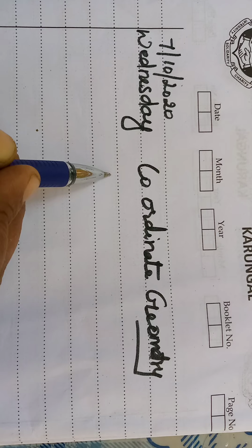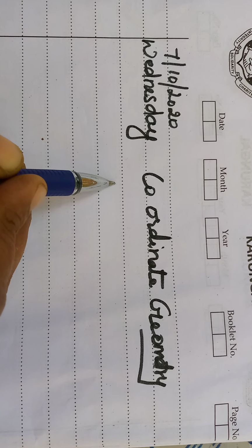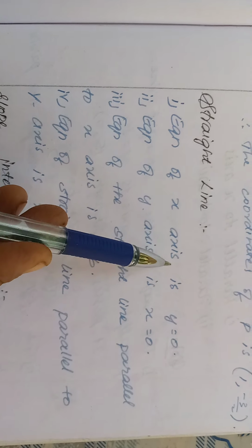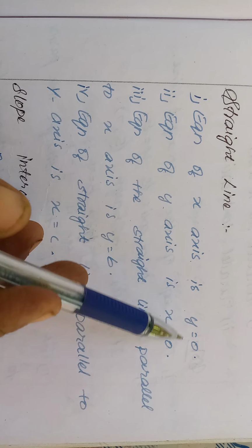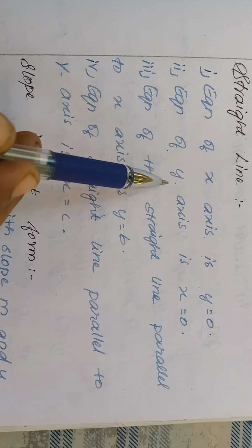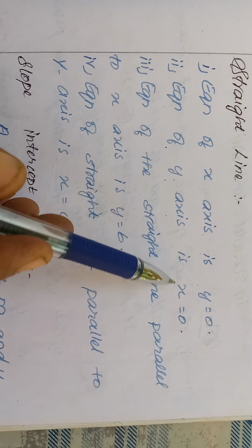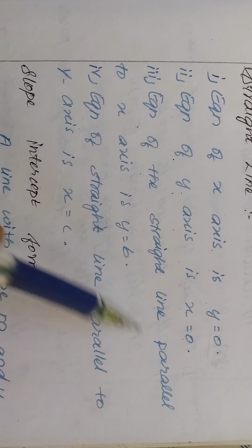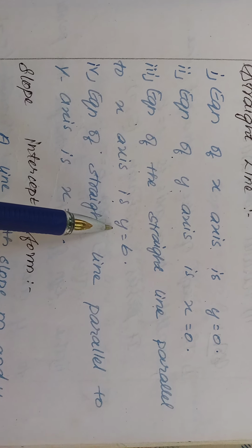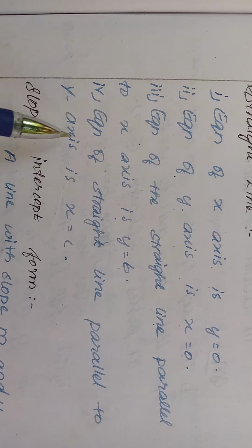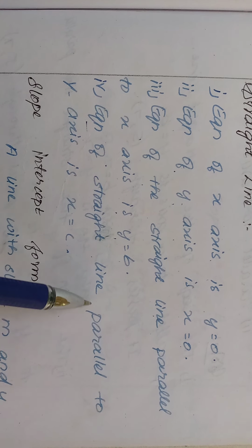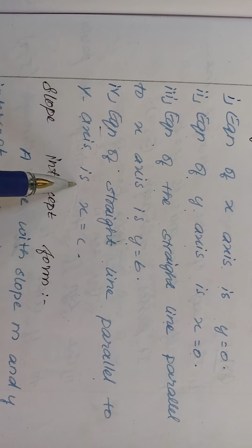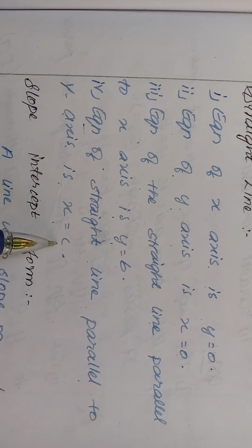Shall we recall the formulas? What are the formulas I have given? Equation of x-axis is y equal to 0. Equation of y-axis is x equal to 0. Equation of the straight line parallel to x-axis is y is equal to b. Equation of straight line parallel to y-axis is x is equal to c.